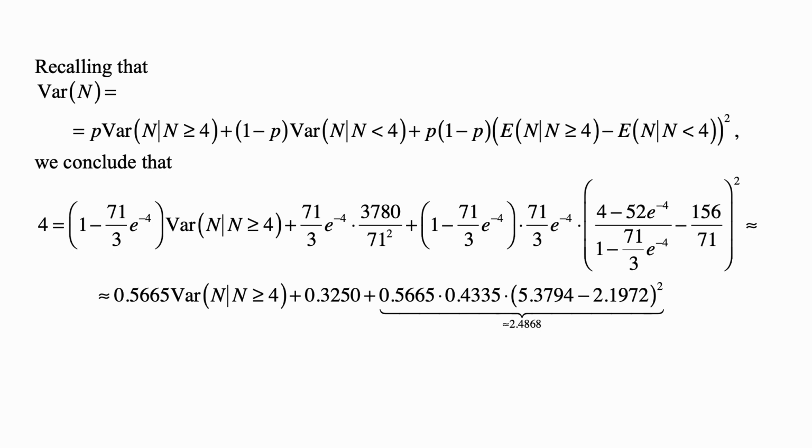plus 71 over 3 times e to the minus 4, times 3780 over 71 squared, plus 1 minus 71 over 3 times e to the minus 4, times 71 over 3 times e to the minus 4, times 4 minus 52 e to the 4th over 1 minus 71 over 3 e to the minus 4th, minus 156 over 71, the whole quantity squared. And we would just patiently calculate all the numbers that we have here. The only unknown is the variance of N, given that N is greater than or equal to 4. Everything else can be calculated, and then the unknown can be found.